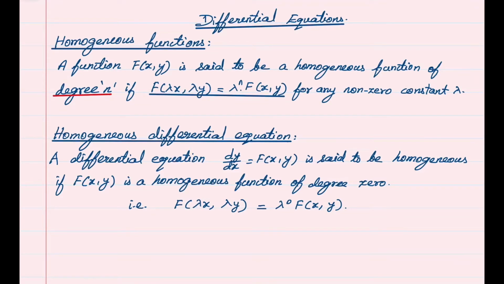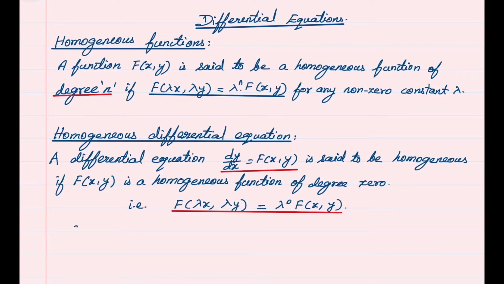Now, let us see what is a homogeneous differential equation. A differential equation dy by dx is equal to f of x comma y is said to be homogeneous if f of x, y is a homogeneous function of degree 0. That is, f of lambda x, lambda y should be lambda power 0 times f of x, y.